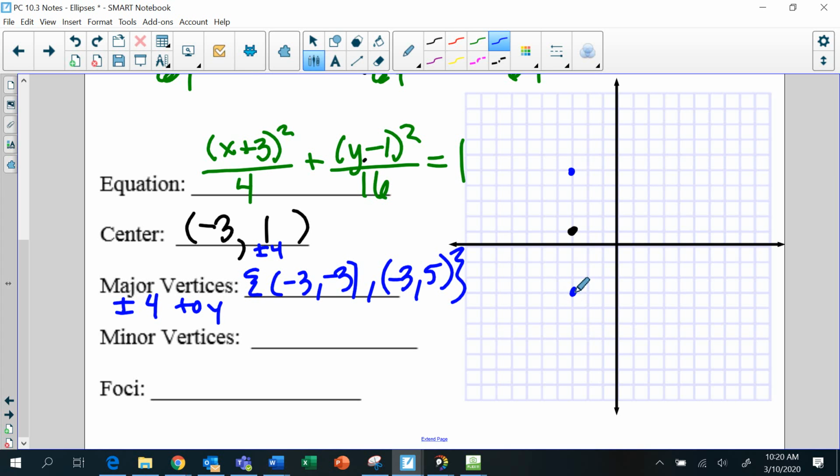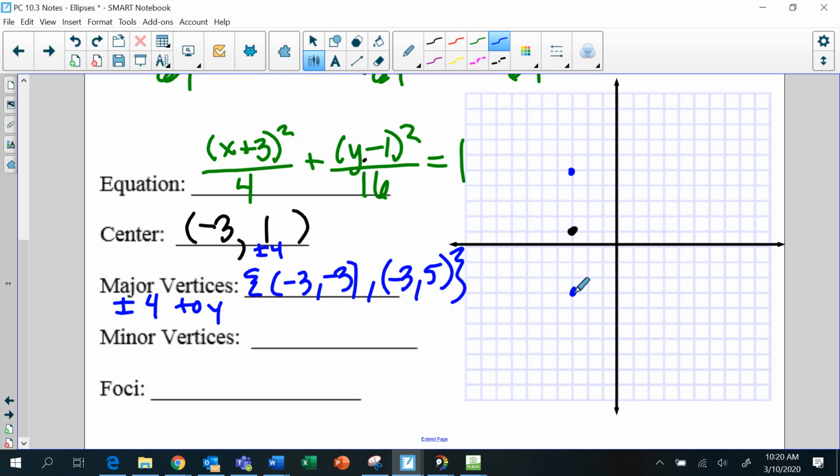So those would be my major vertices. Yes, how to find which part? The actual points. So you understand where I got plus minus 4 or not? Because it's under the y, we have to add it to the y value of the center. So we're starting at the center and we're either going up 4 or down 4.